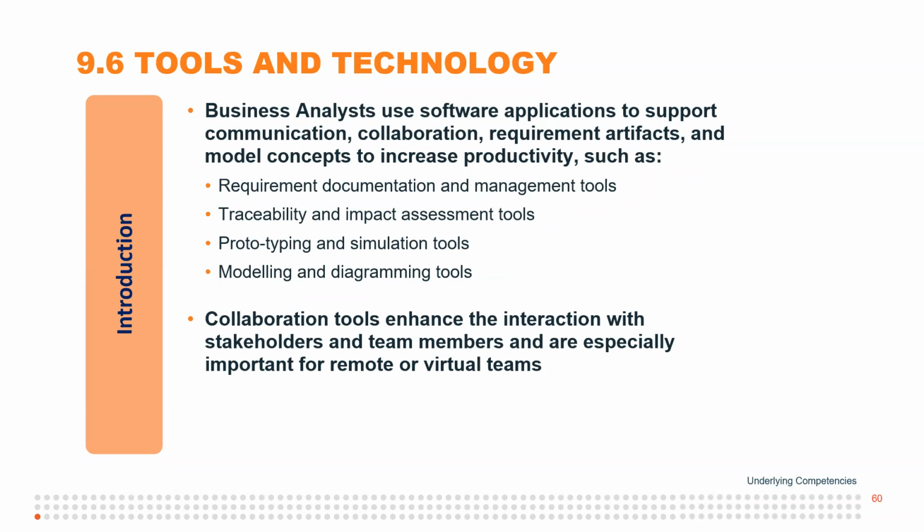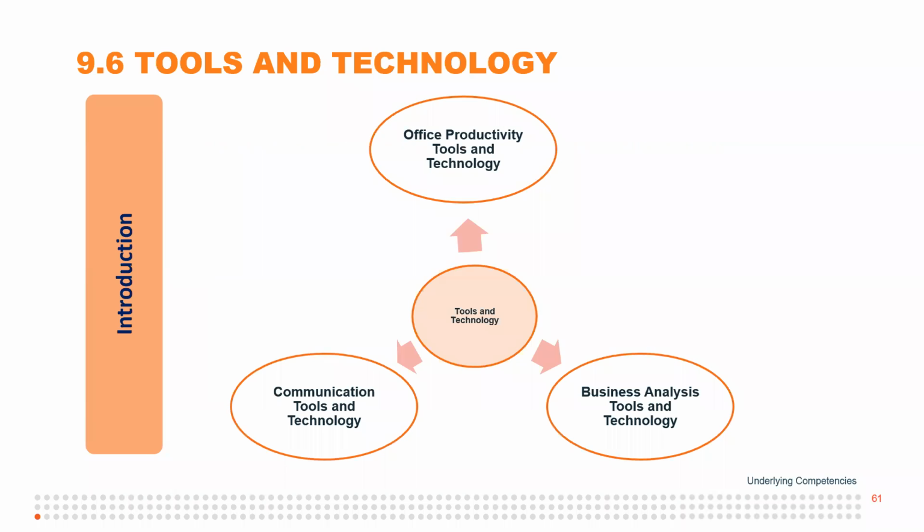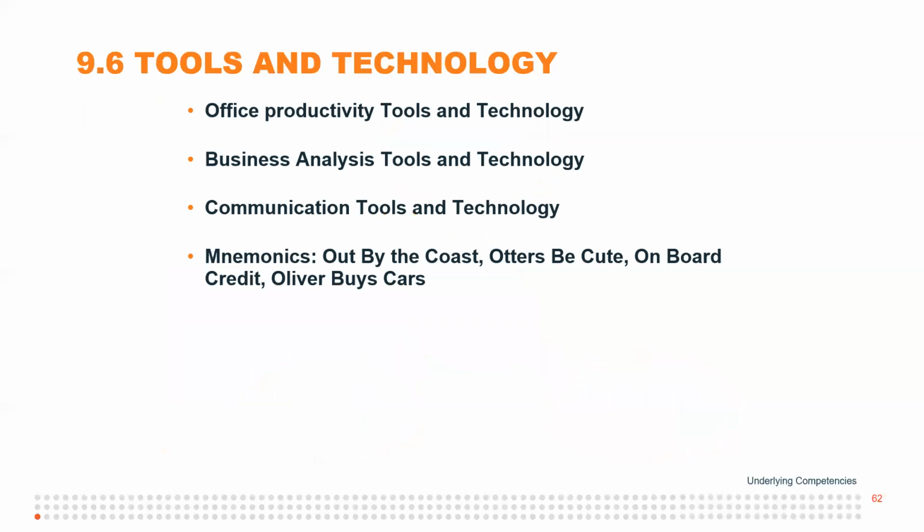So they're not co-located, which means you may get fewer opportunities and less face time with them. So you want to make sure that you effectively use tools to do that communication and collaboration. So the types are office productivity tools and technology, business analysis tools and technology, and then communication tools and technology.